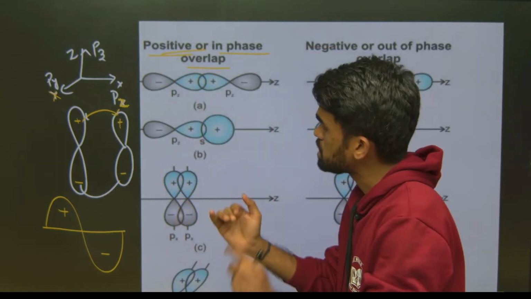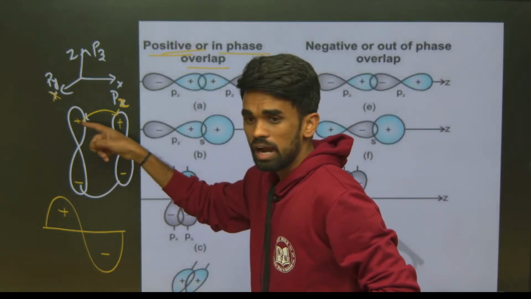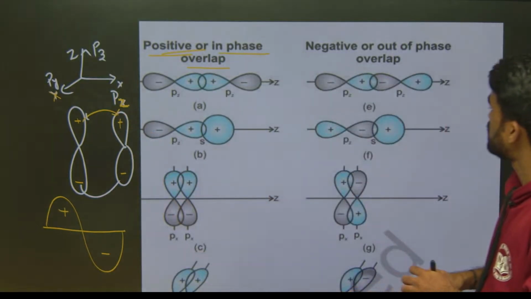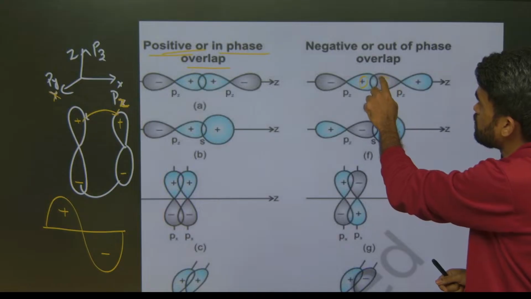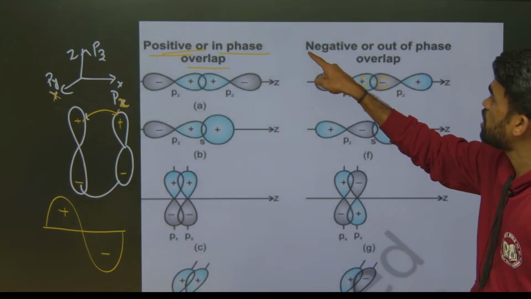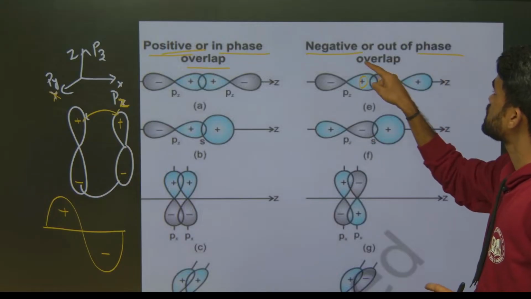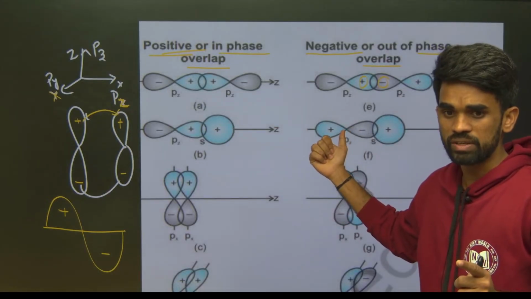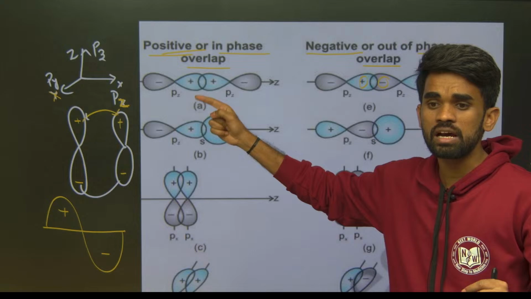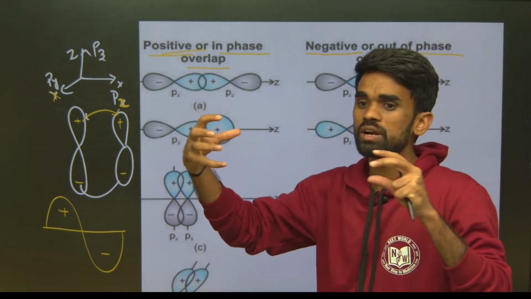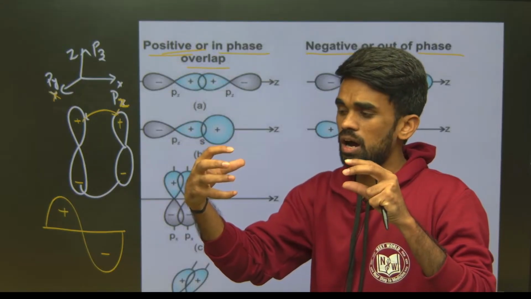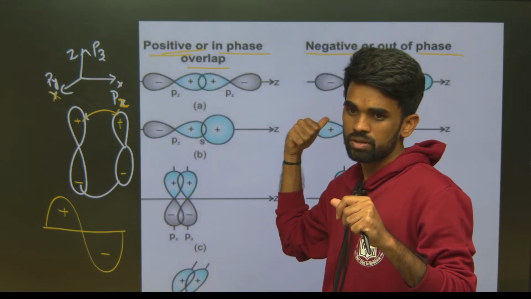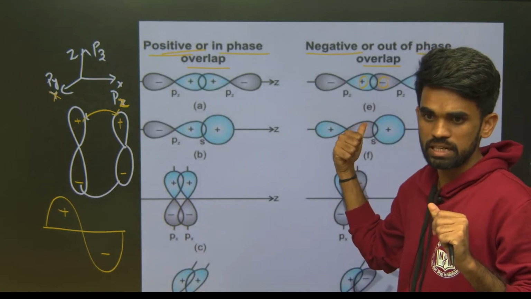Okay, so the other possibility is what? One orbital can be positive and the other orbital can be negative. Opposite sign overlapping can also take place. See here, one orbital has a positive sign, the other has a negative sign. This makes it negative overlapping or out of phase overlapping. So two types: one is in phase, the other is out of phase. In phase is when both signs are the same. Orbitals undergoing same sign overlapping give us positive or in phase. Opposite sign gives negative, out of phase. Is that clear? Right. Okay.